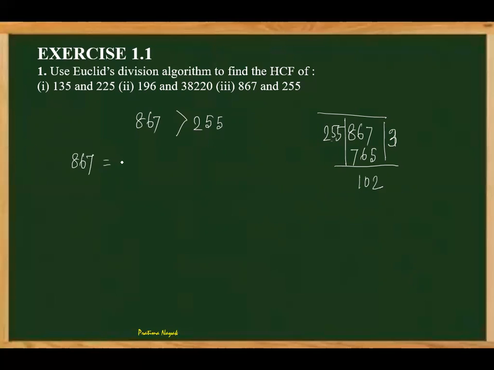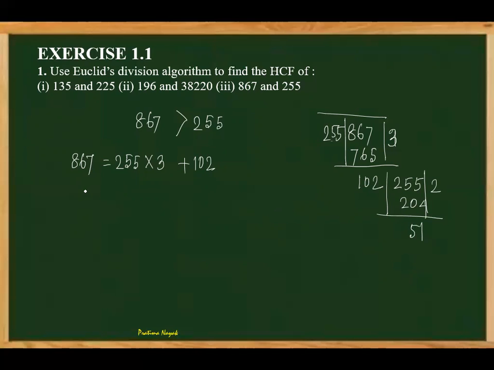867 is equal to 255 multiplied by 3 plus 102. The remainder is not 0, so again I'll divide 255 by 102. So how much will it be? It will be 2 into 102 is 204, then the remainder will be 51.